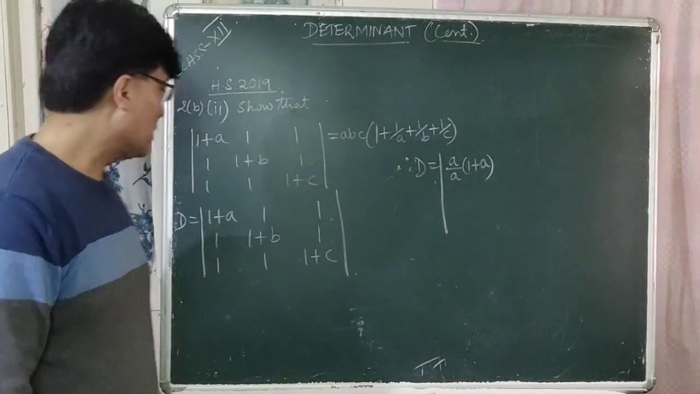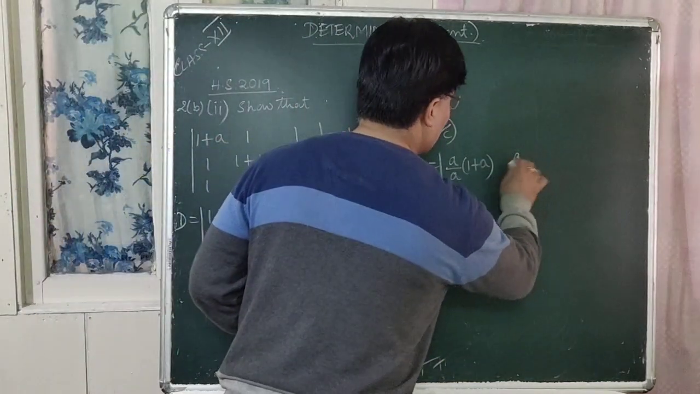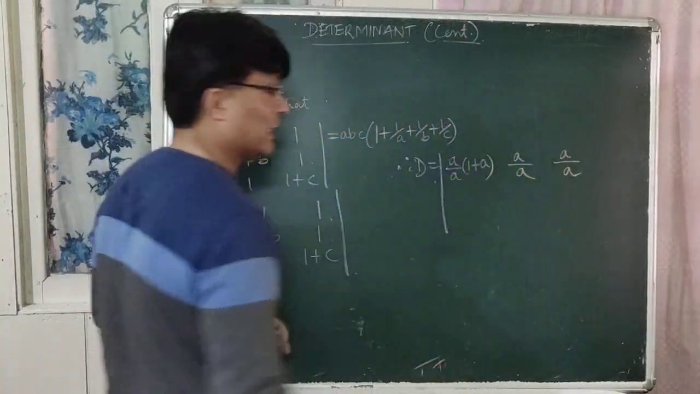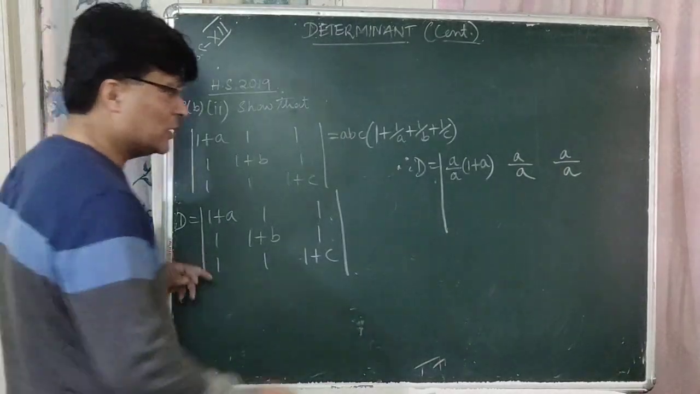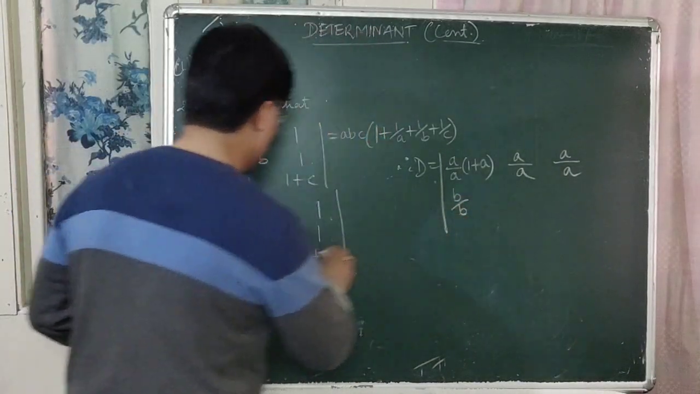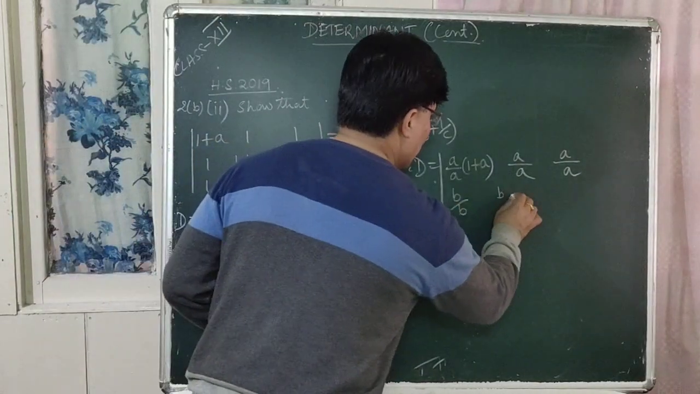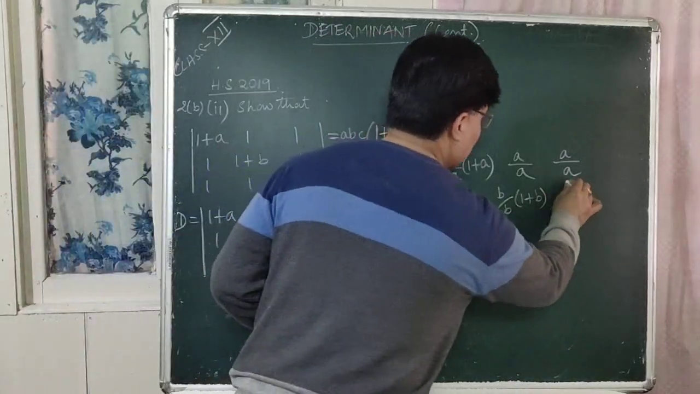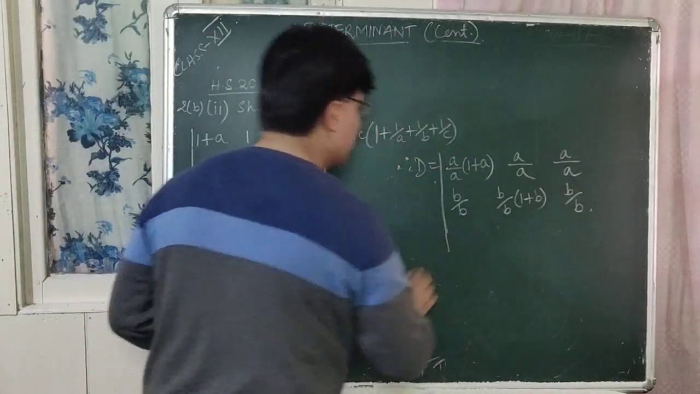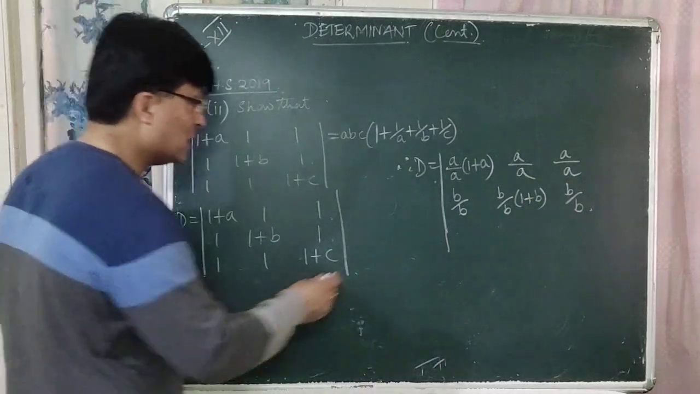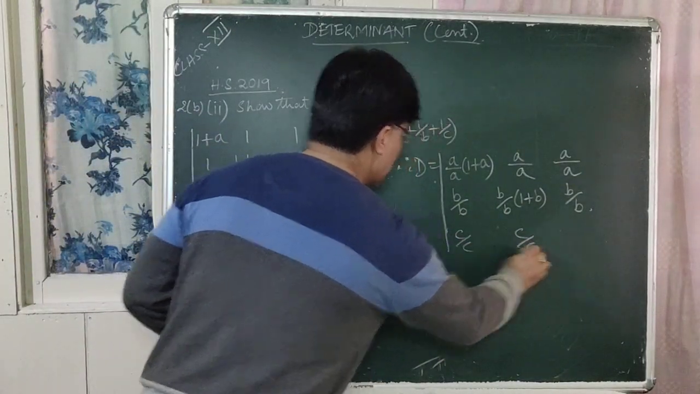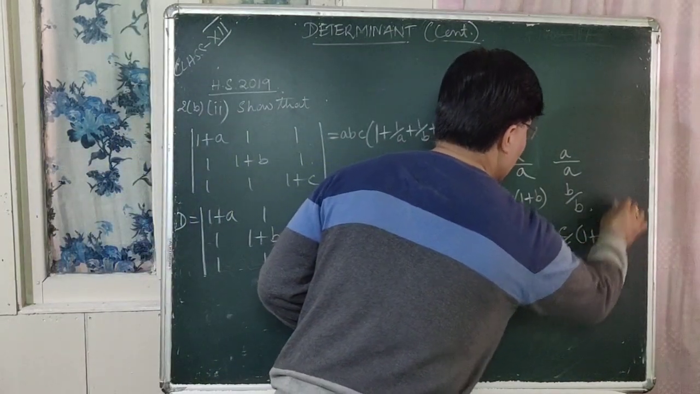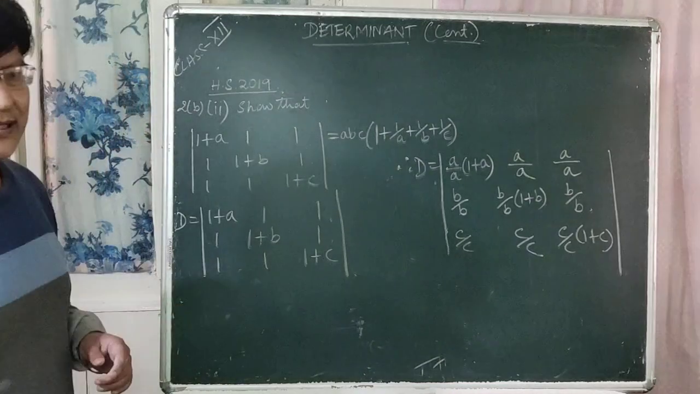Understand? So instead of this one, what will you write? A by A. Instead of 1, this also, what will you write? This is A by A, right? Now second row, this is 1 means B by B, this means B by B within bracket 1 plus B, and this one means B by B, B by B, right? Next one is C by C, this is also C by C, this one is C by C within bracket 1 plus C. So we got this expression.